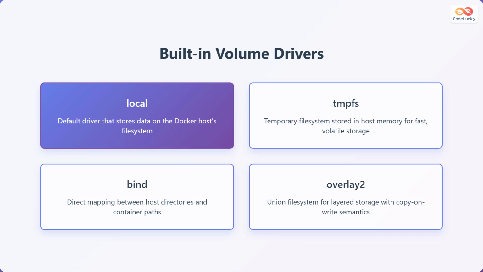Let's take a look at some built-in volume drivers. The first is local, which is the default driver that stores data on the Docker host file system. The second is tmpfs, a temporary file system stored in host memory for fast, volatile storage. The third is bind, which is a direct mapping between host directories and container paths. And the fourth is overlay2, which is a union file system for layered storage with copy-on-write semantics.